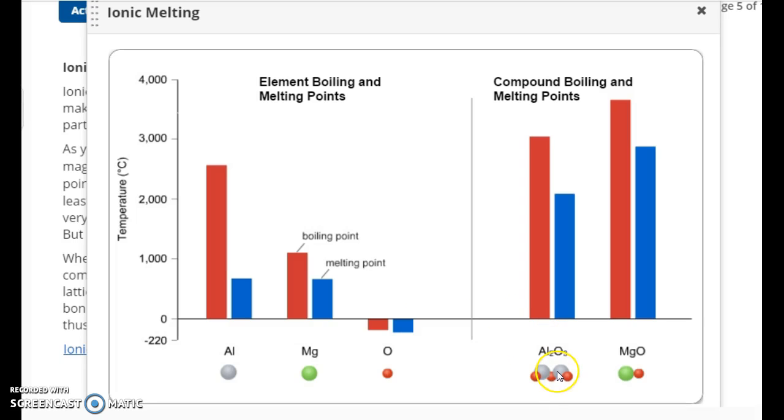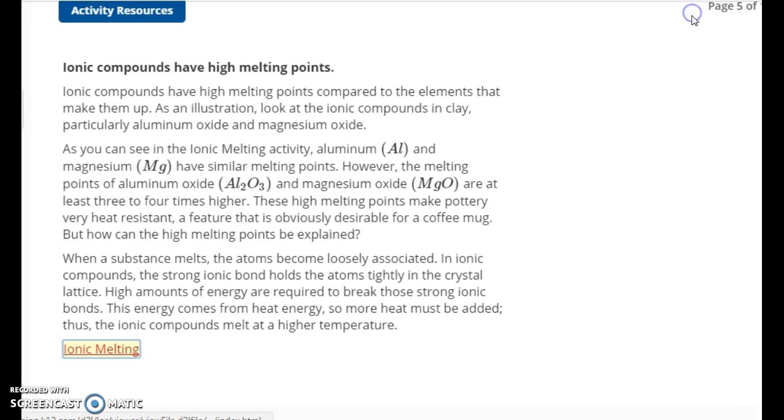Now, look at this. When you make them a compound, the temperatures raise dramatically. Not only for the boiling point, but the melting points. Look at that. That's like crazy. That's at least 4 times bigger for the melting point. So it really shows how when you make a compound, the properties are so much different than the individual, even the melting and boiling points.